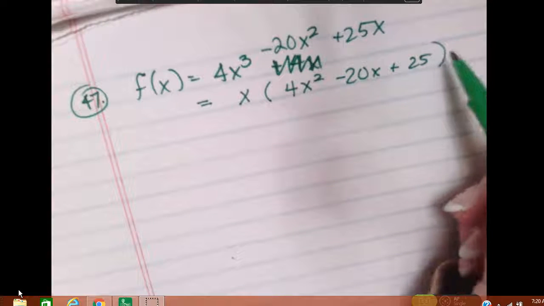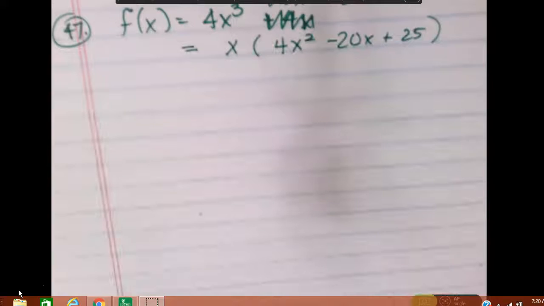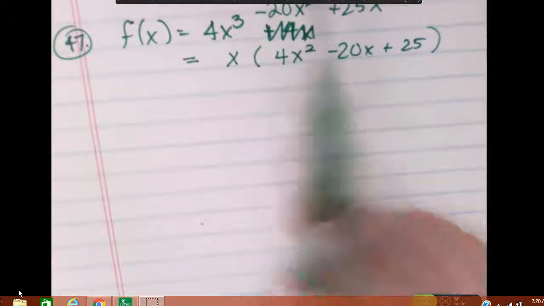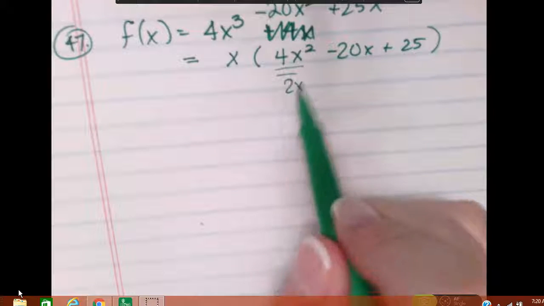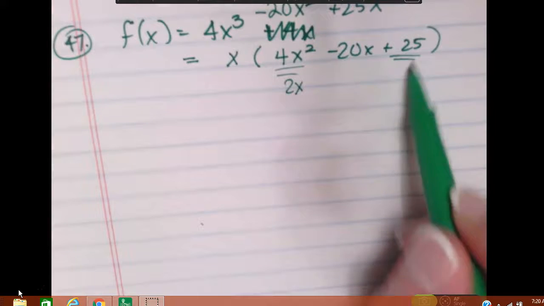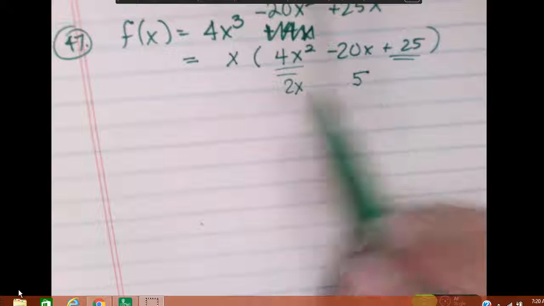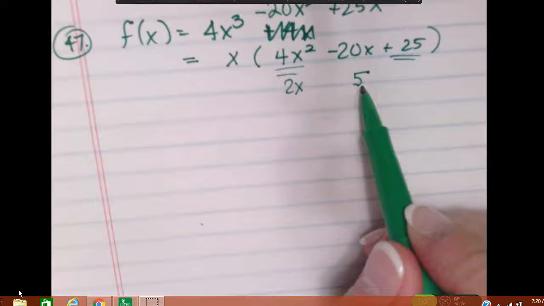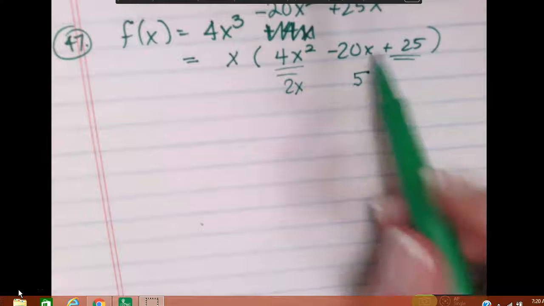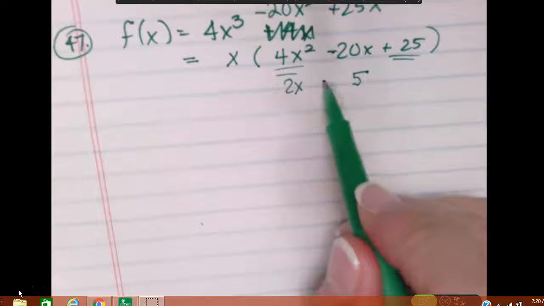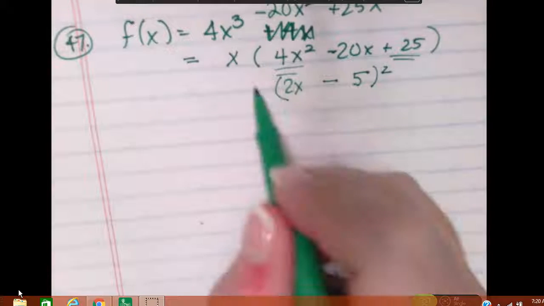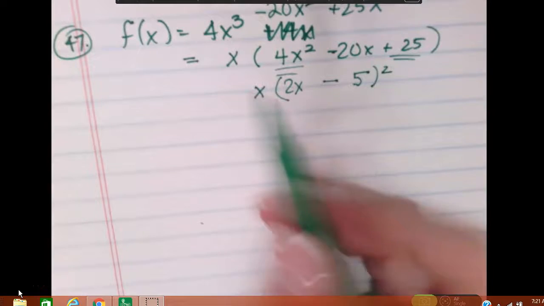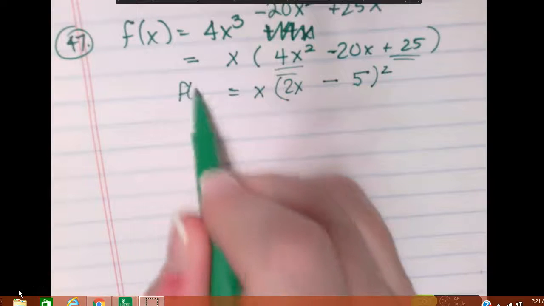The key to factoring this is to notice that it follows the rules of a perfect square trinomial. I've got a perfect square here, the square root of that is 2x, a perfect square here, and the square root of that is 5. 2x times 5 is 10x, and double it and you get 20x. Because of this minus right here, I need to put that as a minus. So here's my factored form of my polynomial.